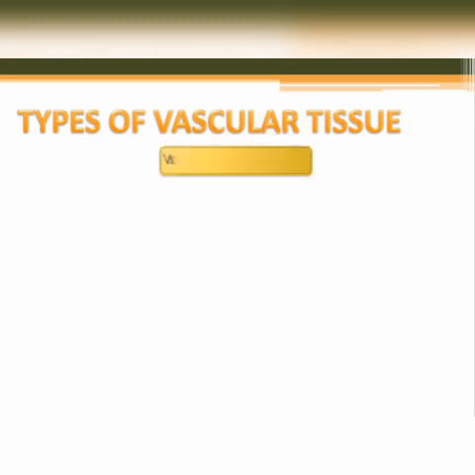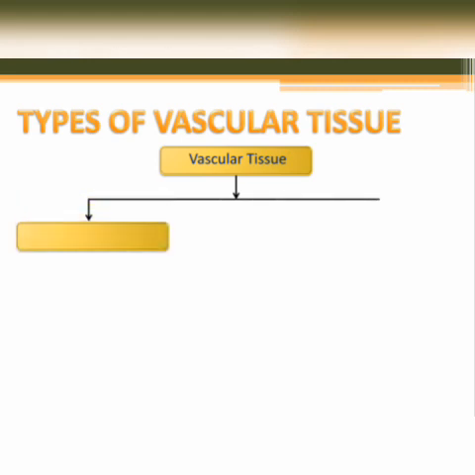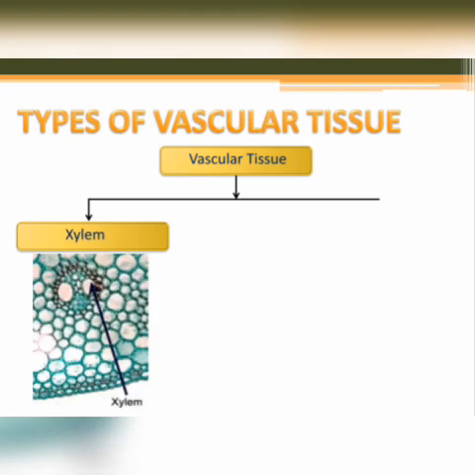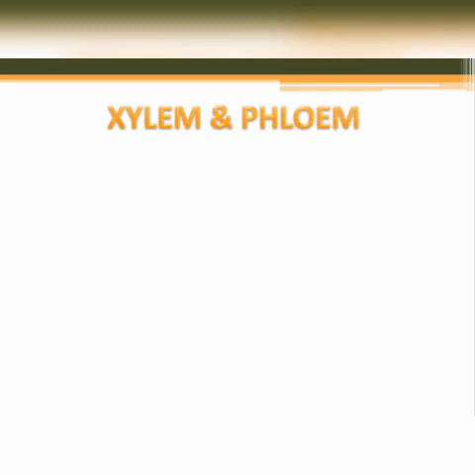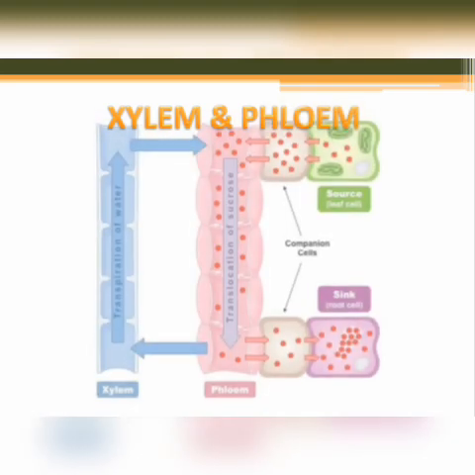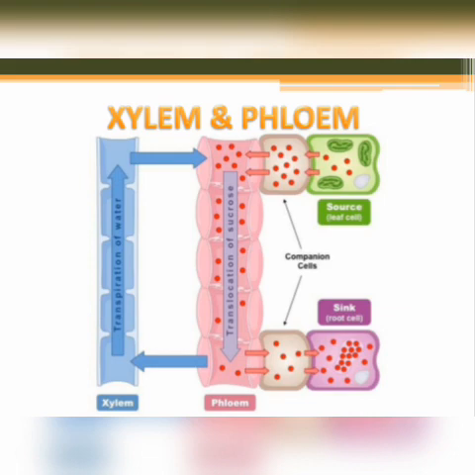Vascular tissue can be categorized under two headings. Number one, xylem. As you can see in the figure, this is the location of the xylem, and the second one is phloem. Again, with the help of this figure, we can understand its location. Next, we will check out a figure of xylem and phloem, a schematic representation of the vascular bundle.